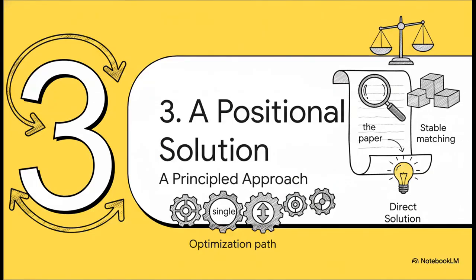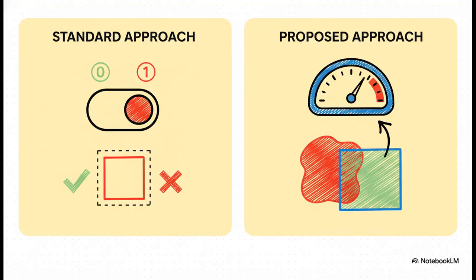Okay, Section 3, a position-supervised solution. This is all about how we actually enforce that single optimization path. And the solution the paper puts forward is, honestly, a really principled and beautifully straightforward approach. The real magic here is a change to the loss function. So typically, the classification score is supervised with a simple binary target.